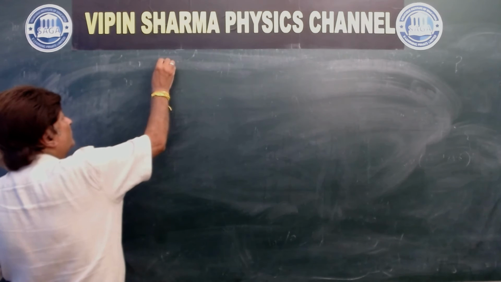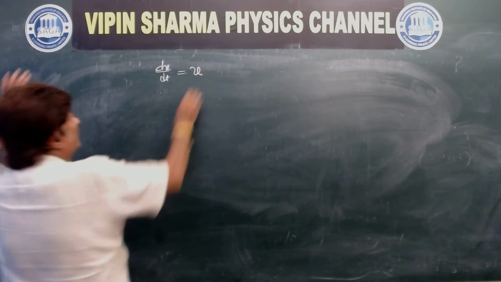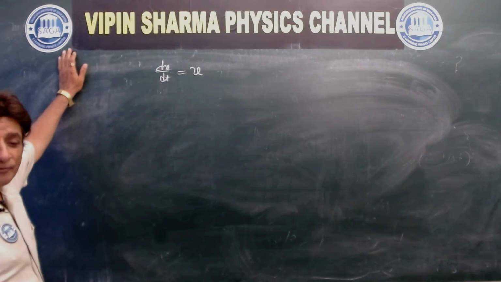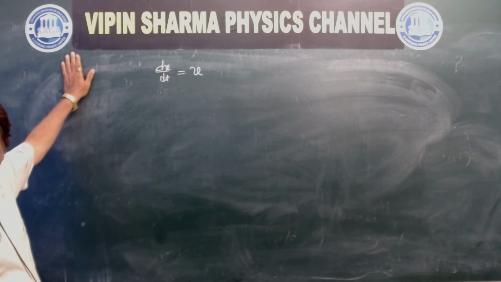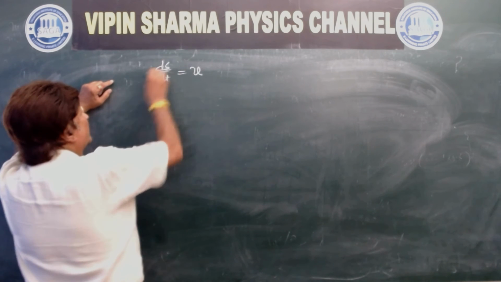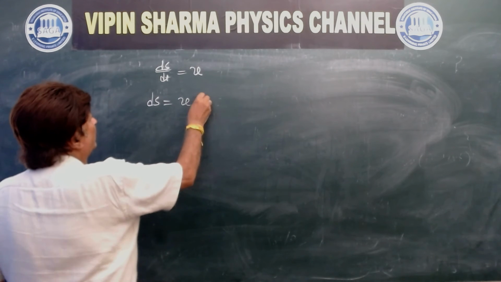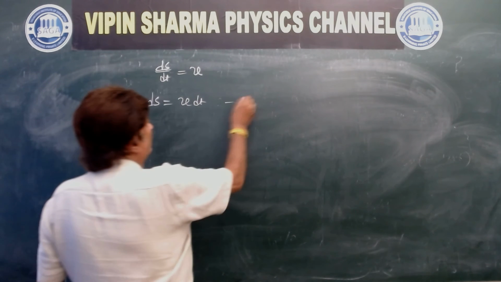So, dear students, ds upon dt is equal to velocity v. If ds is displacement, then ds upon dt is equal to velocity. So ds is equal to v into dt. Mark it one.